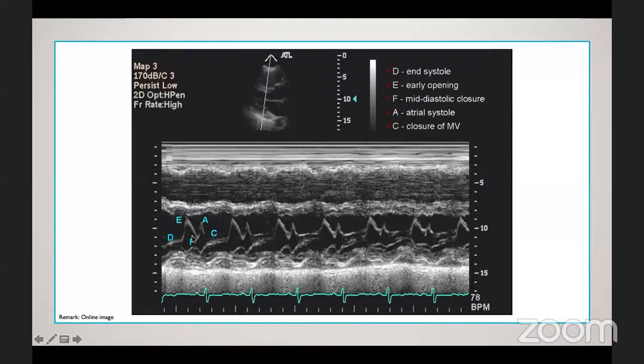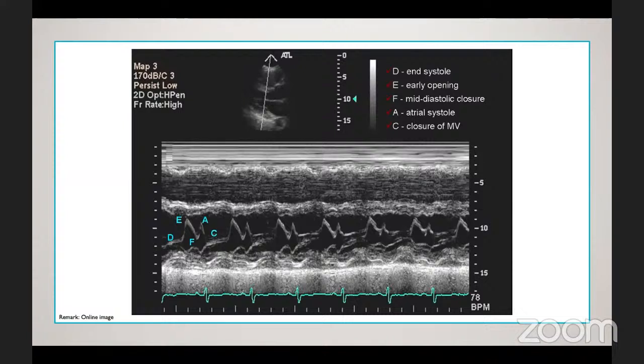Usually the anterior leaflet gives you what's called an M shape, and this is consistent with the movement of the anterior mitral leaflet, and the posterior mitral leaflet would give you what's called a W shape. This is the normal movement of opening and closure of a mitral valve.